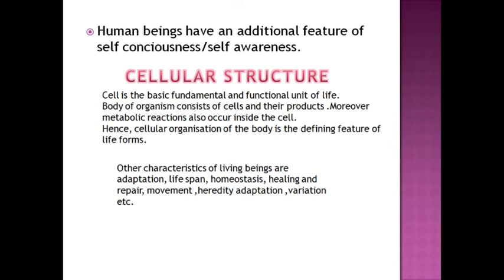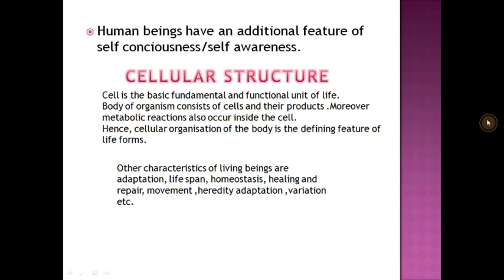So far as cellular structure is concerned, the cell is the basic, fundamental, functional unit of life. The body of an organism consists of cells and their products, and we also know that all the metabolic reactions occur inside the cell. Hence we can say the cellular organization of the body is a defining characteristic of the living organism. Apart from these, there are also other characteristics: adaptation, lifespan, homeostasis, healing and repair, movement, heredity, variation, and so on.